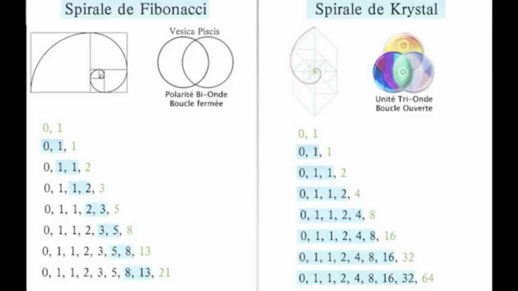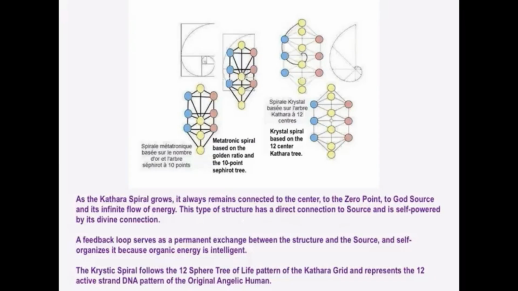Something else that is associated with the Fibonacci sequence and the Kathara sequence is the Sephiroth tree and the Kathara tree. On the Sephiroth tree, there are 10 circles or points, and we know that when 10 is reduced, it's 1. On a Kathara tree, there are 12 circles or points, and we know 12 becomes 3 when reduced. So there's 2 more examples of the number 3 being associated with the Kathara sequence and possibly Vortex math.